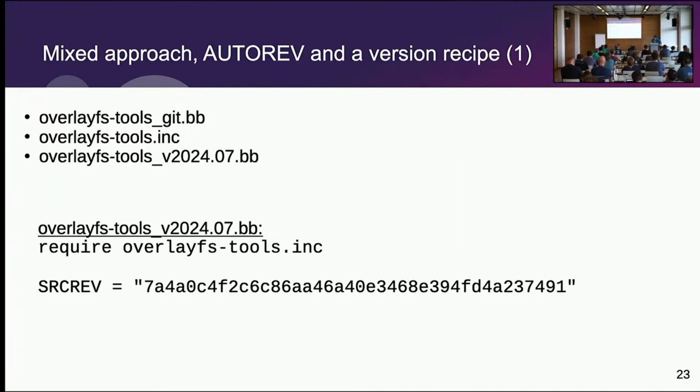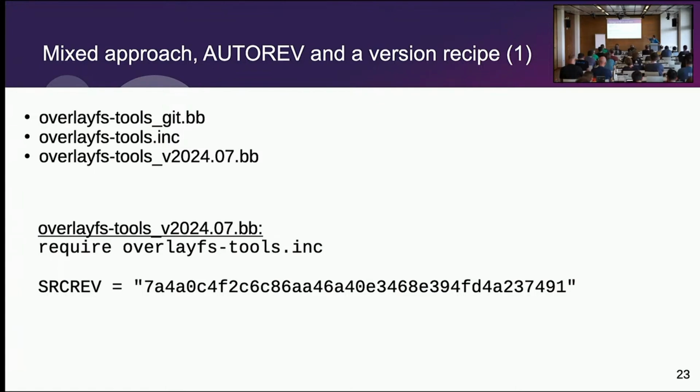Okay, another approach would be, so how to solve the downsides of not using AUTOREV. You could have two versions of the recipes. Before I mentioned that the devupstream class was out of order, it probably should be somewhere here, but it was just convenient to have it with the EU dev recipe I had before. You can have a common part of the recipe in some include file. And then you can have two recipes.